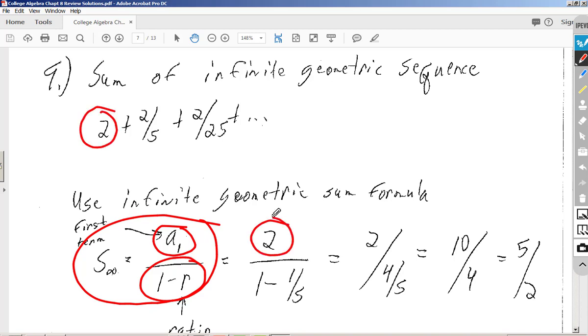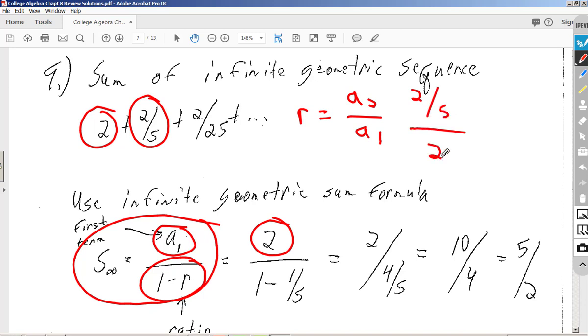To find the ratio that it's going up by, again, r is going to equal a sub 2 all over a sub 1. So a sub 2 is going to be 2/5, and that's going to be divided by 2. So you flip and you multiply. So this is going to be 2/5 times, remember this is 2 over 1, so that's times 1/2. The 2's cross out, and you're going to be left with a ratio of 1/5. So here's my ratio of 1/5.